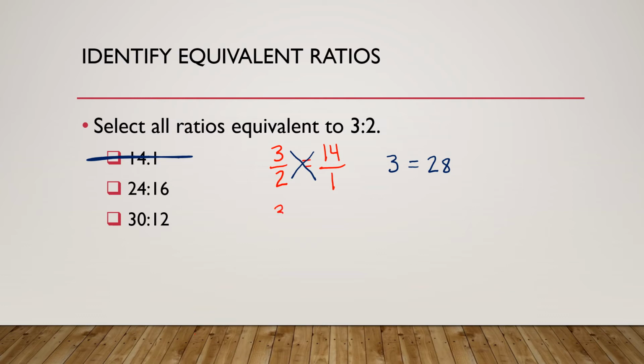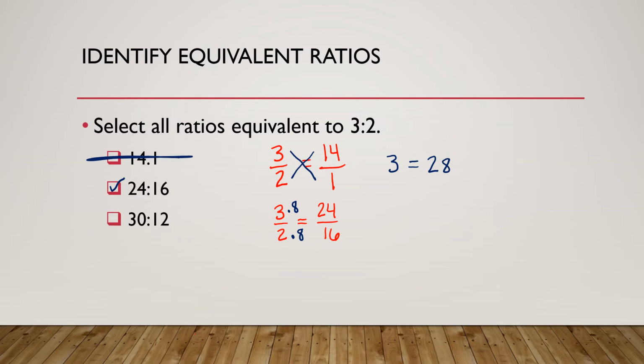Now I will check the next one. So 3 to 2, is it equal to 24 to 16? Now this one I find a little bit easier to just go ahead and figure out what I'm multiplying by. So 3 to 24. How do I go from 3 to 24? Well, I multiply by 8. And if I multiply by 8 on the bottom, 2 times 8 is indeed 16, which tells me that this is an equivalent ratio to 3 to 2.